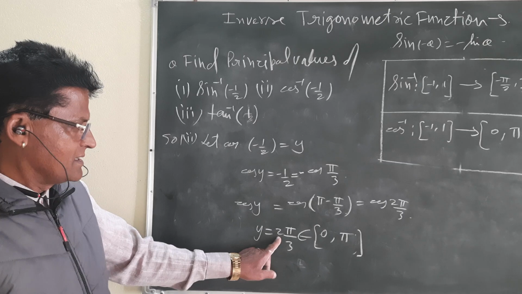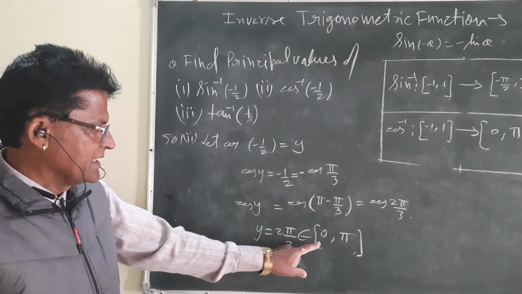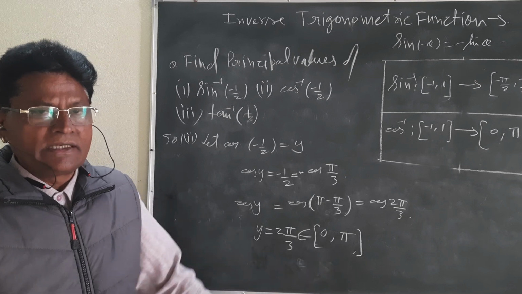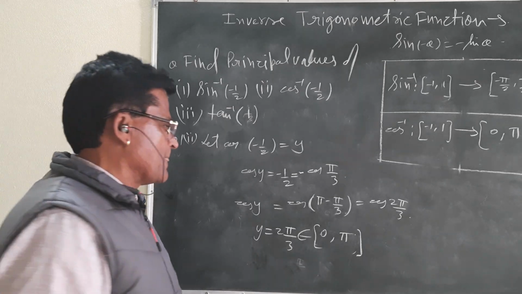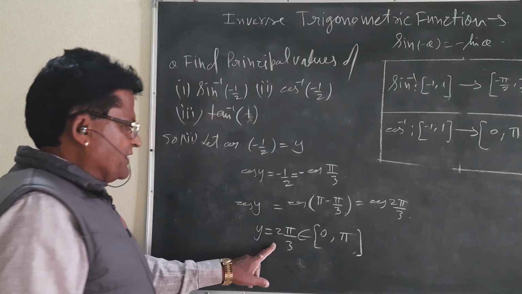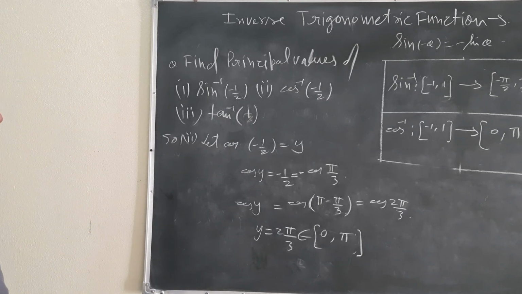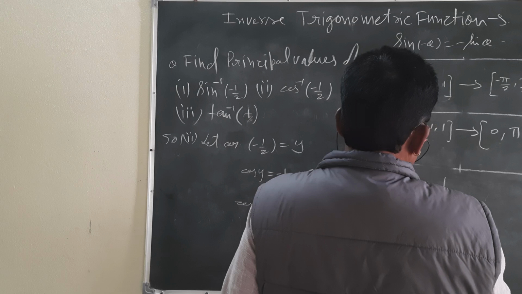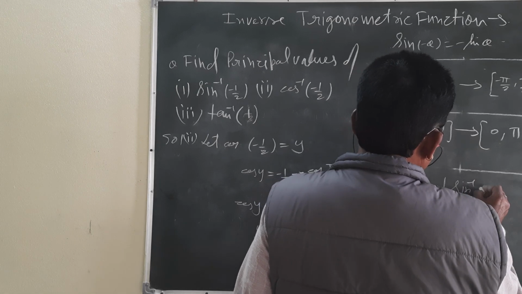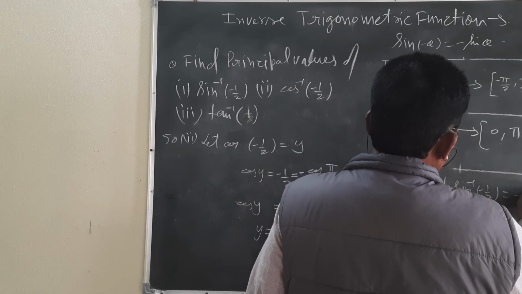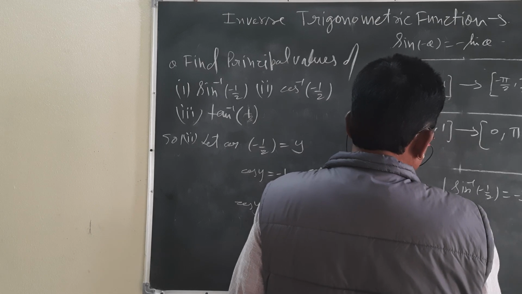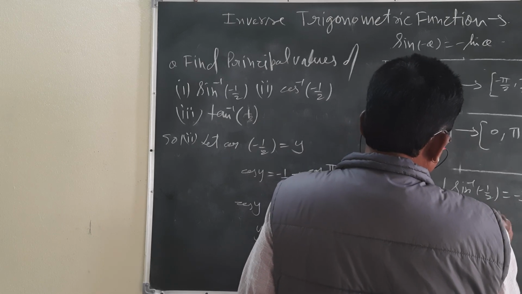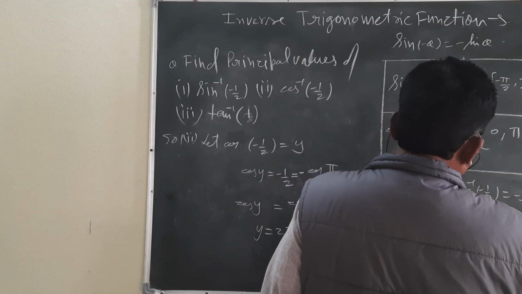And you must see this value 2 pi by 3 belongs to 0 to pi. This is the range in case of cos. Okay? That is why, my dear student, its value will be this one. And this thing you must keep in mind because it will be required. I told you the principal value of cos inverse of minus 1 by 2 is 2 pi by 3.